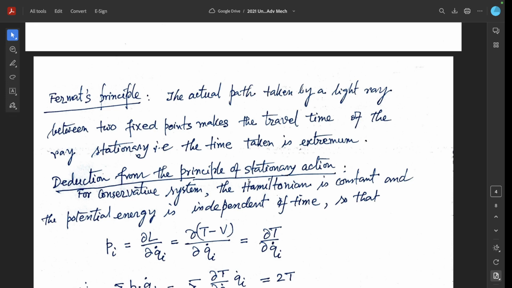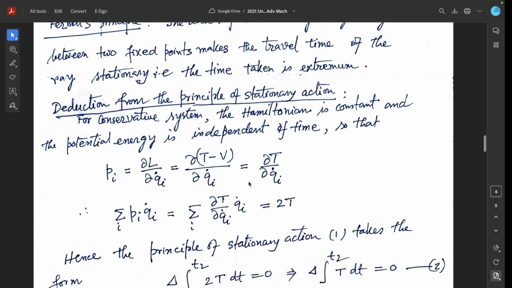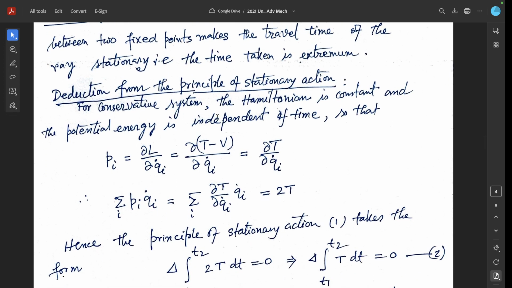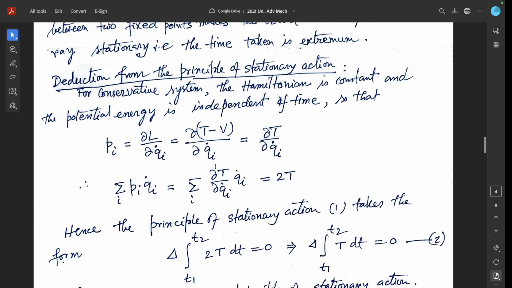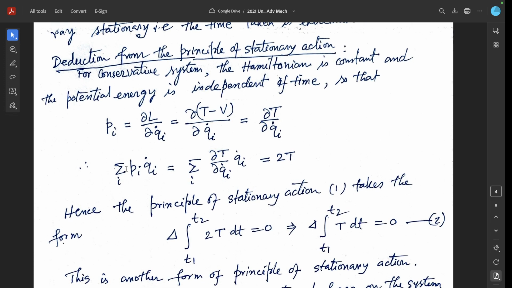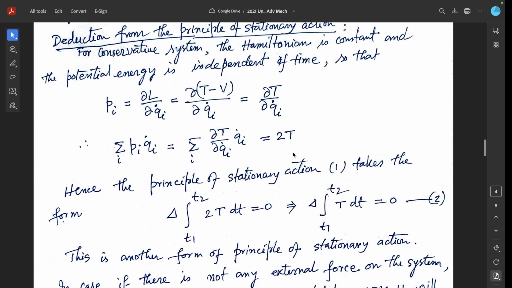Deduction from the principle of stationary action: for a conservative system, the Hamiltonian is constant and the potential energy is independent of time. So p i equal to del L by del q i dot equal to del T by del q i dot minus del V by del q i dot, which is del T by del q i dot, because V is independent of q i dot. Therefore, the summation over i of p i q i dot equal to the summation over i of del T by del q i dot times q i dot. This is equal to 2T.